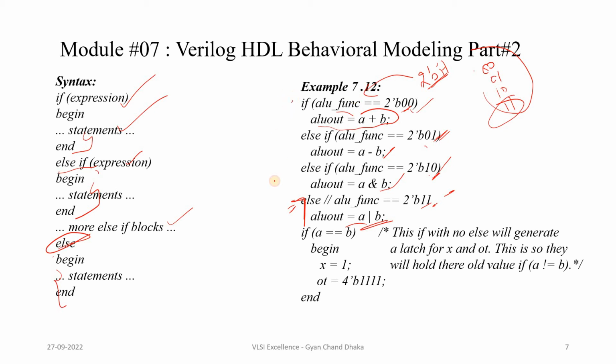So in this particular case, since we are covering all the possible combinations of ALU function, there won't be any extra latches generated in the design. Now let's see another example.